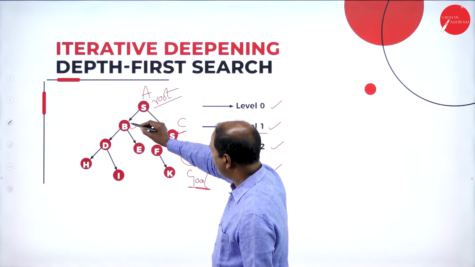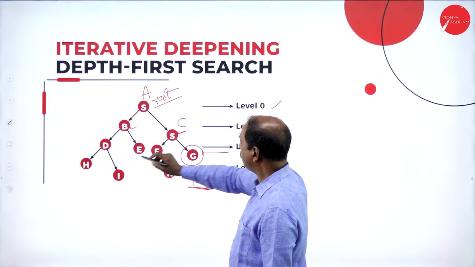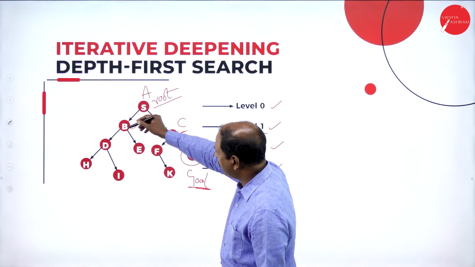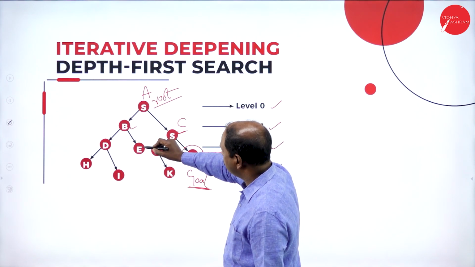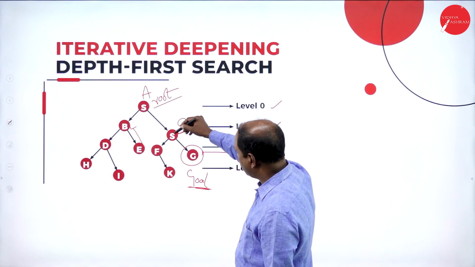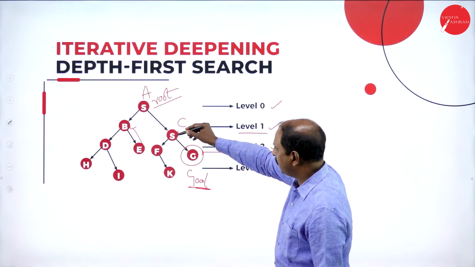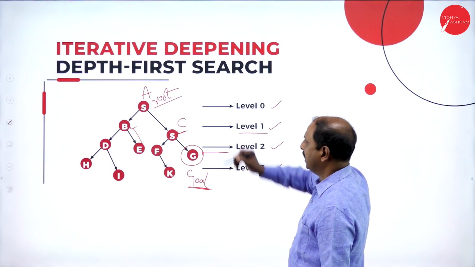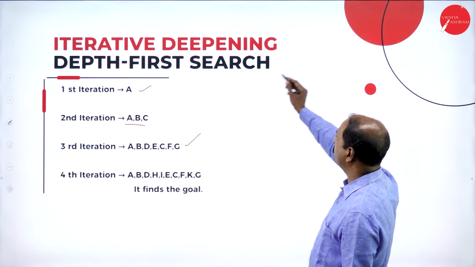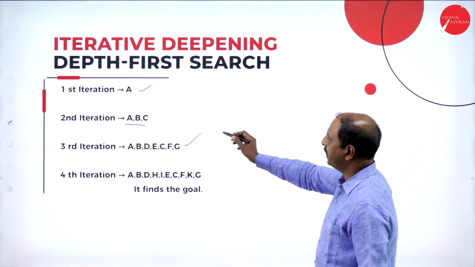Here, A, B, D. From here we go to this level, reach D, and again backtrack. After backtracking, we come to E. After this, again backtracking to S, then it comes to C, C to F, and again F backtracking to C, and next to G. So this is the traversing in the third iteration of iterative deepening depth first search.